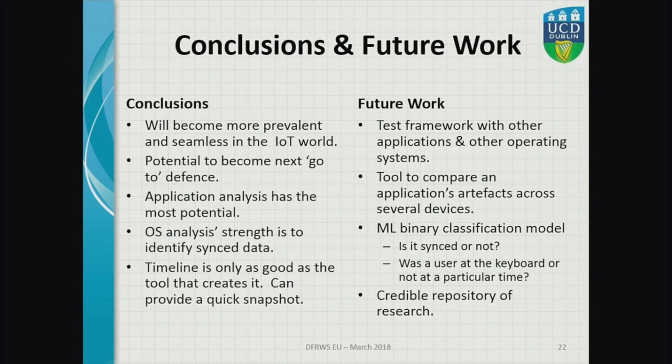So the conclusion, it'll become more prevalent and seamless in the world of Internet of Things. The potential to become the next go-to defense. So I liken this to the malware defense. Back in the early 2000s when I started in forensics, malware was becoming more and more relevant in our forensic analysis. A lot of forensic examiners were kind of casting it aside and keeping their fingers crossed they wouldn't be challenged in court on it. But of course we got challenged in court on it, so we were forced to develop a process on how do we look for malware on a device, and if we do find it, how do we deal with it.